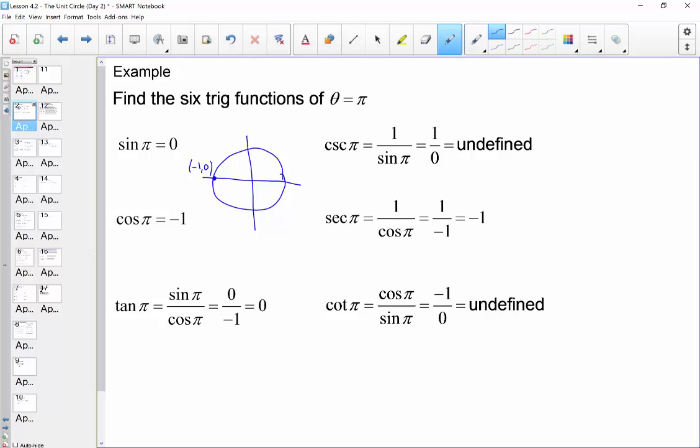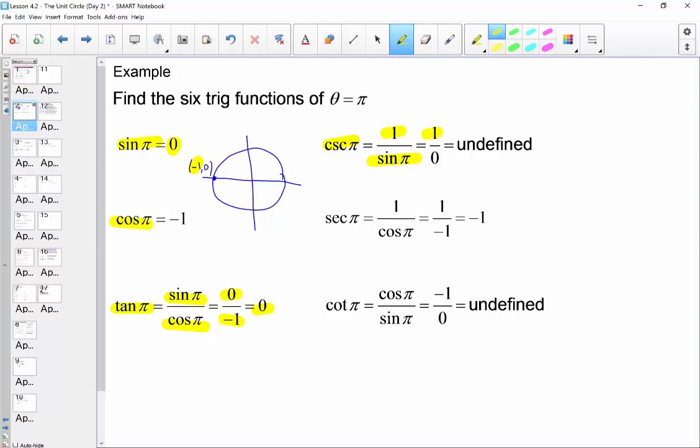So therefore, the sine of theta equals what? It equals 0, the y-coordinate. Similarly, the cosine of pi equals -1, the x-coordinate. The tangent of pi, which we just learned, is the sine of pi over the cosine of pi using our trig identities. And since the sine of pi equals 0 and the cosine of pi equals -1, then 0 over -1 is 0.